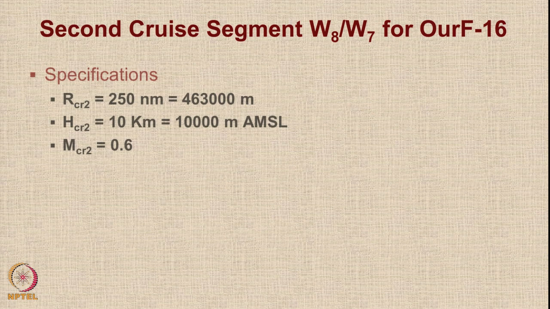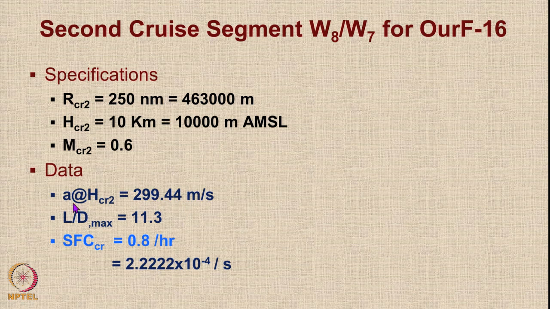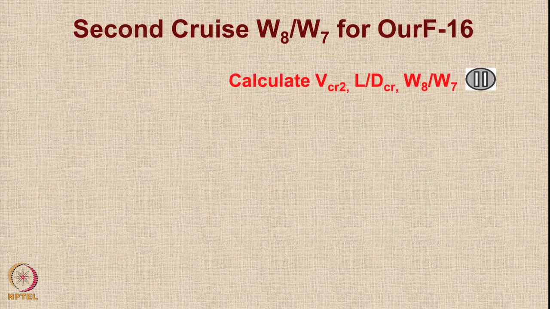Moving ahead, let us look at the second cruise segment which will come later, but since we are already in the cruise, I thought we will do the cruise calculations together. This is the return cruise, so the total distance is 250 nautical miles, the altitude is 10 kilometers and the Mach number is 0.6. Therefore, if you look at the tables, you will get the value of speed of sound at this 10 kilometer altitude. L by D max will remain the same and SFC also will remain the same because we are at a low Mach number cruise without any afterburner.